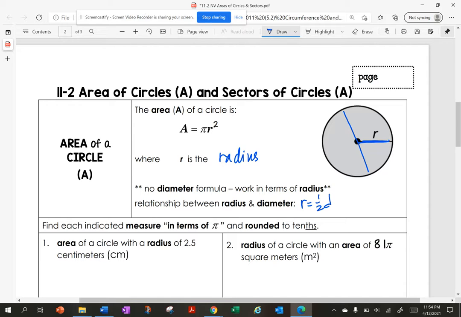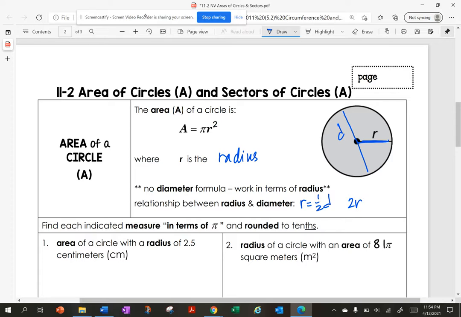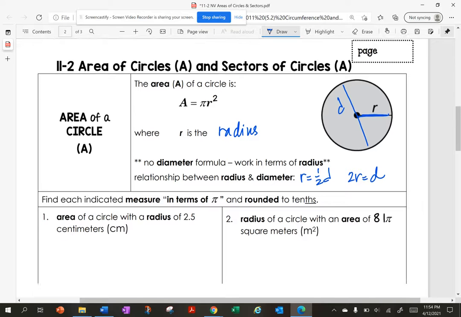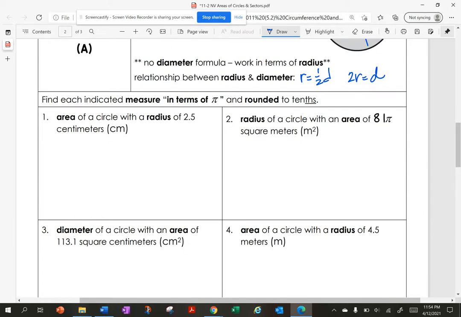So here's the diameter here. Or the diameter, 2 times the radius, equals 1 diameter. I'm using one or the other. Okay, so we are going to solve for the indicated measure, and then I want two answers. One that's in terms of pi, which means it's exact. And the other I want rounded to tenths. So I'm going to round to here. I'm going to check here. If I am 5 to 9 here, then I'm going to add 1 to the tenths place.